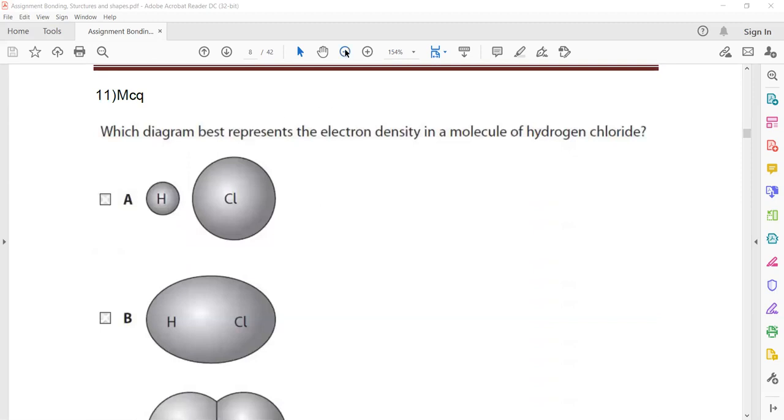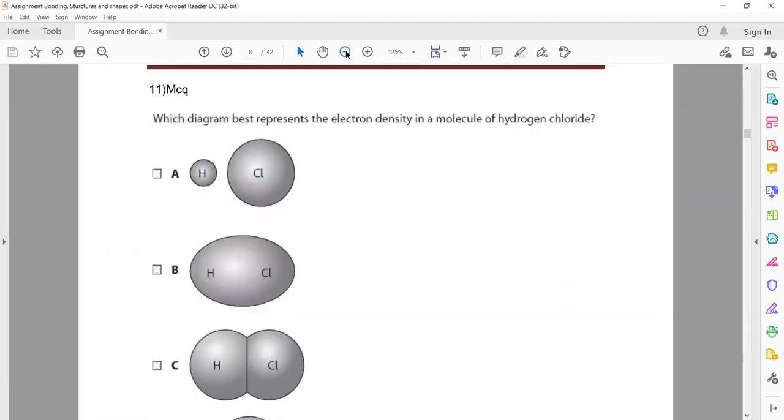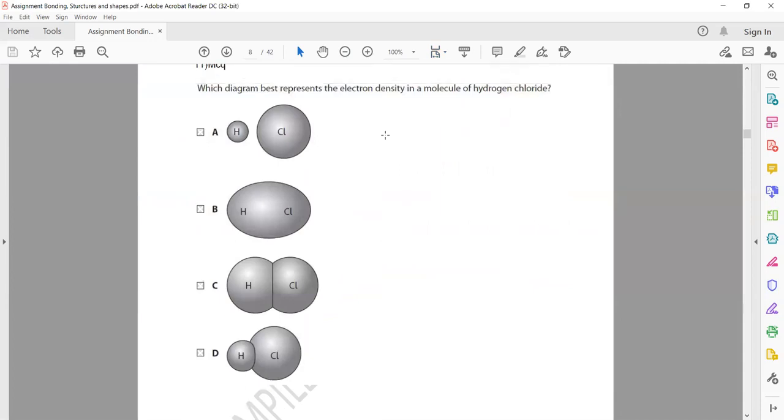Which diagram best represents the electron density in a molecule of hydrogen chloride? When it is separate, it means ionic bond. But we know hydrogen chloride is formed by sharing of electrons, so they should be overlapping. It cannot be A because A shows it is ionic. B, C, and D are showing covalent. But why is this not correct? Because it shows an electron density map with equal distribution, equal chances there.